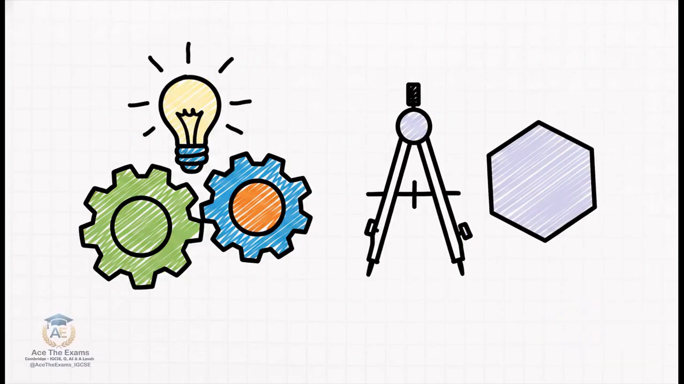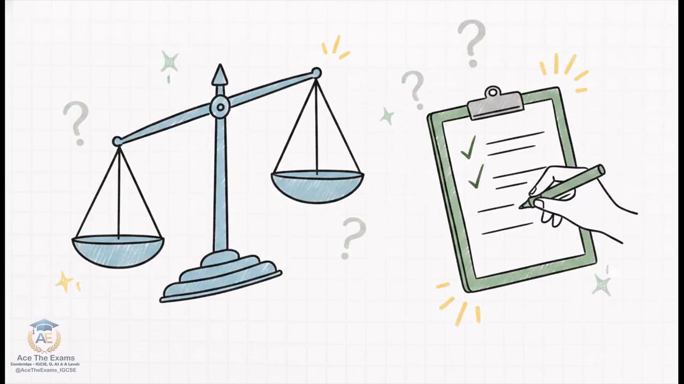Keeping your steps clear, logical, and precise here is what guarantees you those method marks. And then we hit step 3, which is honestly the most critical part. Evaluate. You need to check your answer and ask, does this actually make sense?